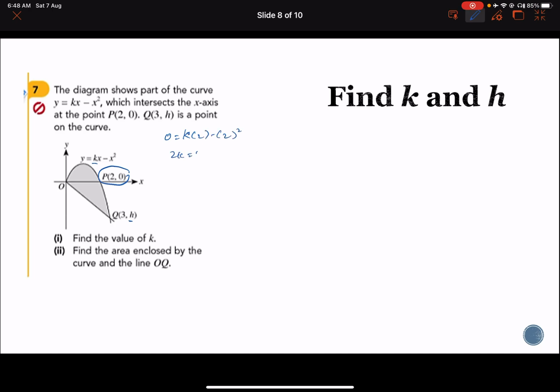So 2k equals 4, so k equals 2. Now we know that this is actually going to be 2. So our equation now, I just write at the top, 2x minus x squared. Once we know that, of course we can find the h value as well. When h is the y, we have 2 times 3 minus 3 squared, so we'll be able to get negative 3. So Q is going to be (3, negative 3). Can you remember that?